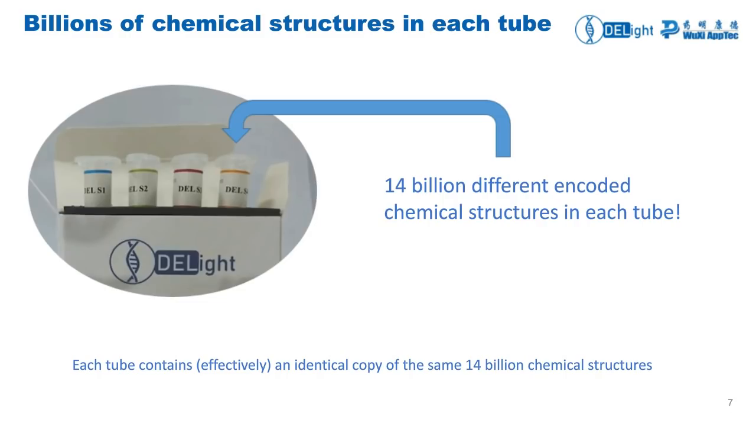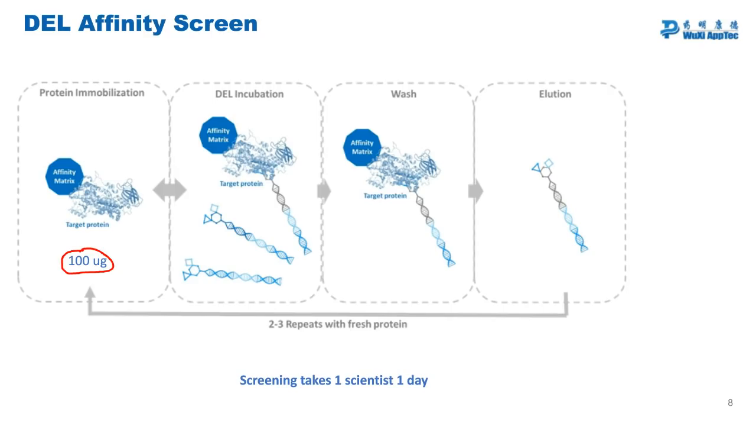So let's talk about what the DEL screen is. It's basically a binding assay. So you need about 100 micrograms of protein, which is not a large amount, and you immobilize it onto a solid phase resin. And you take your DEL from one of these tubes and you add it. Now, some members of the DEL will bind to your target, but most things won't. And the stuff that doesn't bind, you just wash those things out. And what you're left behind with are the structures that bind to your target.